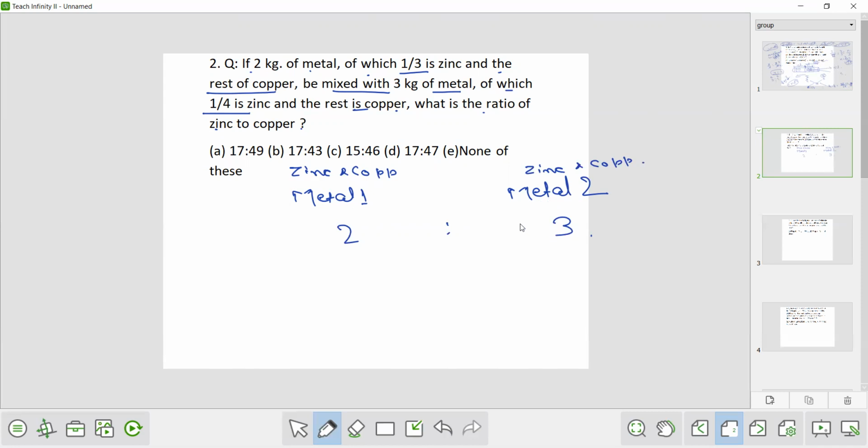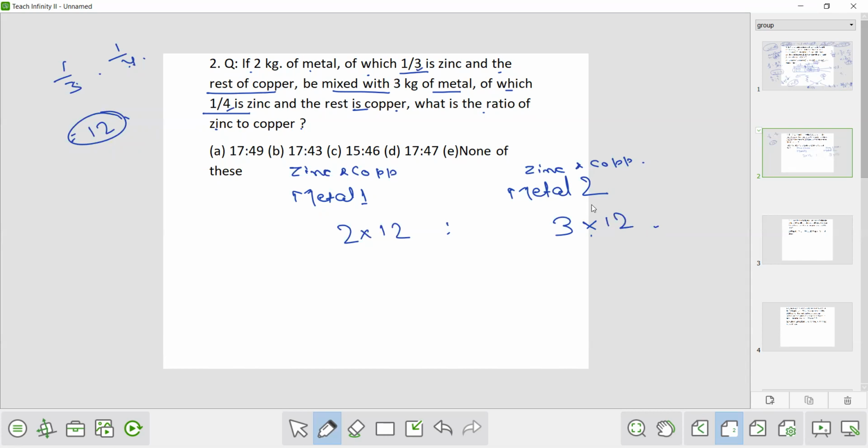So it is very difficult to find 1 by 4 of these 3. Without changing the ratio, we can change the values. Metal 1 and metal 2 are in the ratio 2 is to 3, so just make it such numbers that get cancelled easily. We will multiply both values by one common number. And what will that common number be? We will take the LCM of 3 and 4, because 1 by 3 is zinc and 1 by 4 is zinc. That is 12. So multiply both sides by 12.